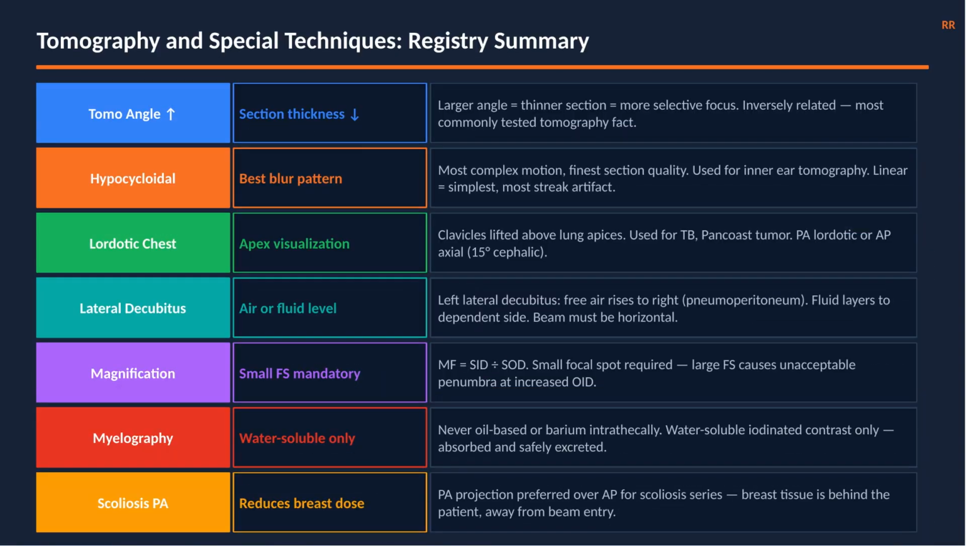7 facts the ARRT tests most frequently from this lesson. Tomographic angle increases. Section thickness decreases. This inverse relationship is the most consistently tested tomography fact.